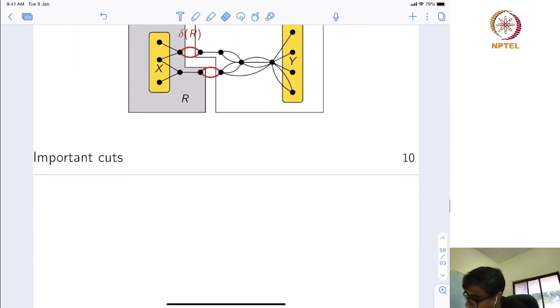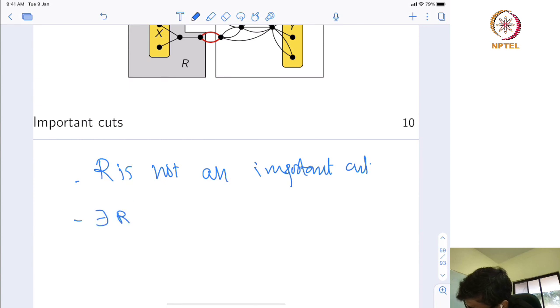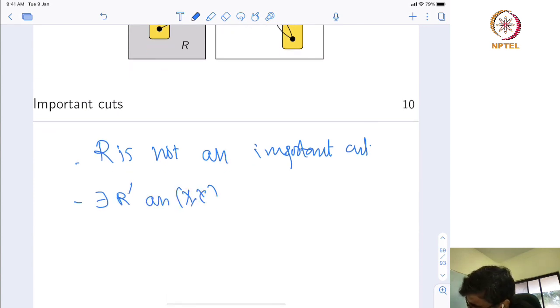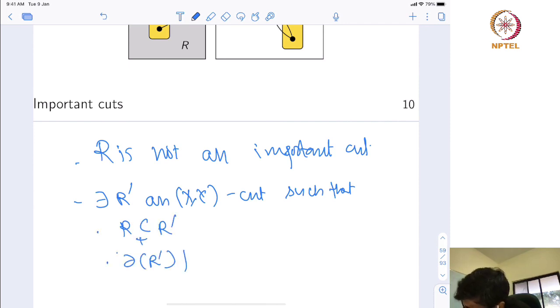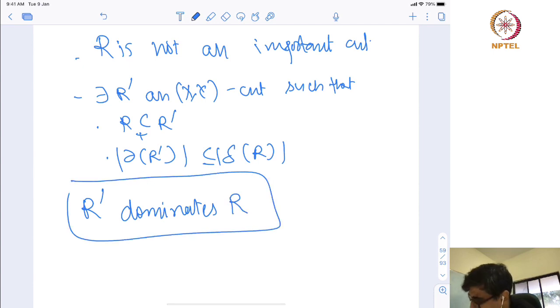So let's fix a terminology to help ourselves. Suppose R is not an important cut, then we know there exists an XY cut R prime such that R is a proper subset of R prime and delta R prime is at most delta R. We will say R prime dominates R. So we'll just use this terminology, which will be very helpful.